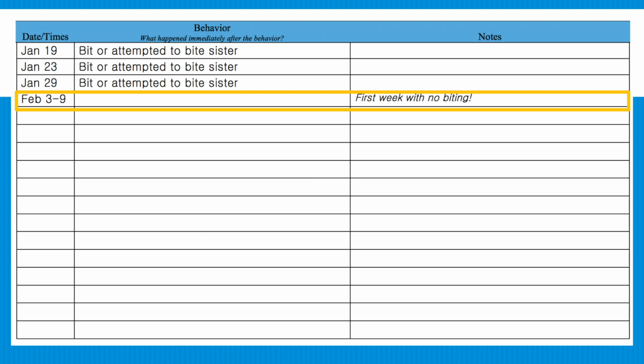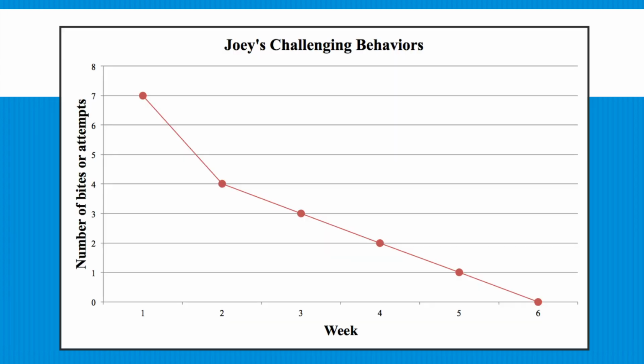By continuing to collect data, Joey's parents had enough information to make sure that they made the right decision to stick to the plan. For some families, graphing the data may be helpful. When you graph the data, as shown here, you can clearly see Joey's progress across 6 weeks.